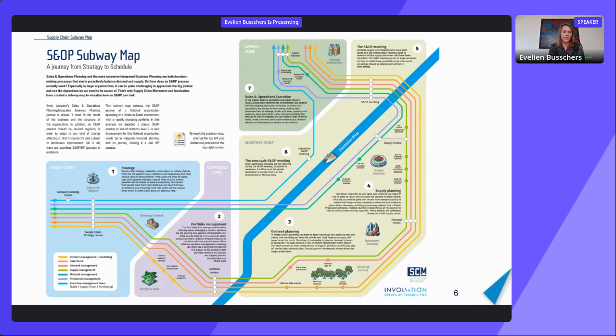So let's start in the yearly zone, which is the blue zone, which means that the activities portrayed here are performed on a yearly basis.